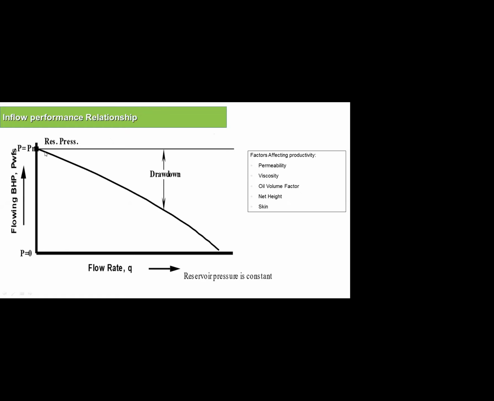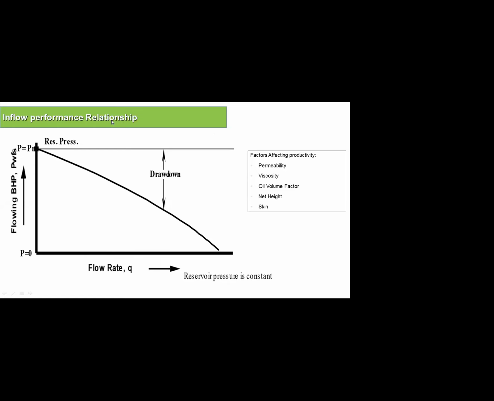As you increase the drawdown more, you will have a higher flow rate until we reach something we call the absolute open flow, which is the maximum flow rate. It means we have a BHFP equal to 0. It is theoretical, which means we have the maximum drawdown. So this IPR curve describes the productivity of the reservoir.